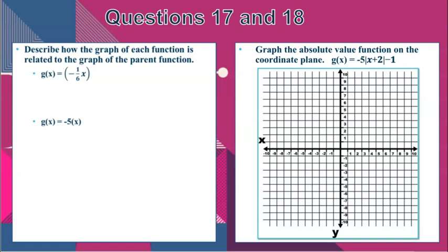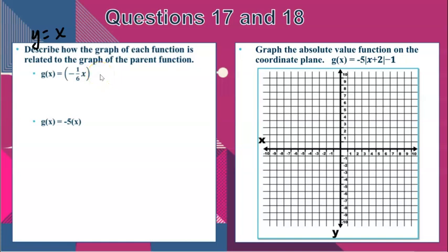Describe how the graph of each function is related to the graph of the parent function. So these are all linear functions, which the parent function of a linear function is y equals x. So let me put that in there. Here's the parent function. We want to know how does it change from y equals x to g of x equaling -1/6x. Okay, so we know there's no translations. It didn't slide up, down, right, or left because I don't see anything after the x.